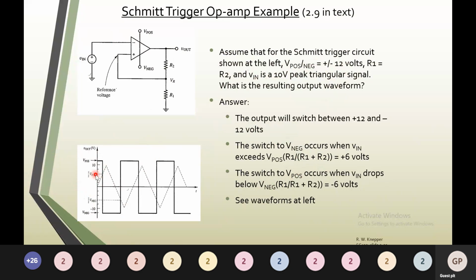You have to calculate the value. How much will it be? 12 volts, R1, R2 equal. So substituting in that expression, it will come to half of that, 6 volts. So plus 6 and minus 6. Let me take it here. So this is my plus 6 and minus 6. Whenever input is greater than this and whenever my input is less than this reference, in those cases you'll have a transition in the output. Just go through it.